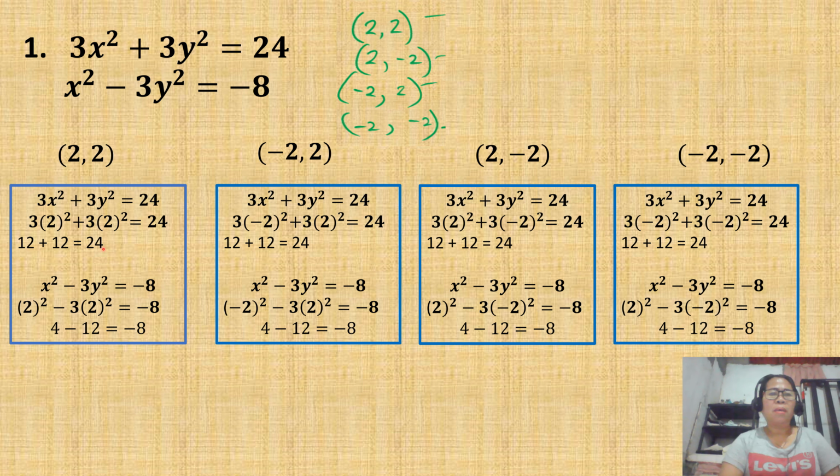So the first equation is 3x squared plus 3y squared is equal to 24. Then substituting 2 for x and 2 for y, the first equation in the system is satisfied, as well as the second equation, x squared minus 3y squared is equal to -8, which also satisfies. So for -2 and +2, substituting them to the system, it also satisfies. Then the third solution, 2 and -2, still satisfies, while the last solution to the system also satisfies.